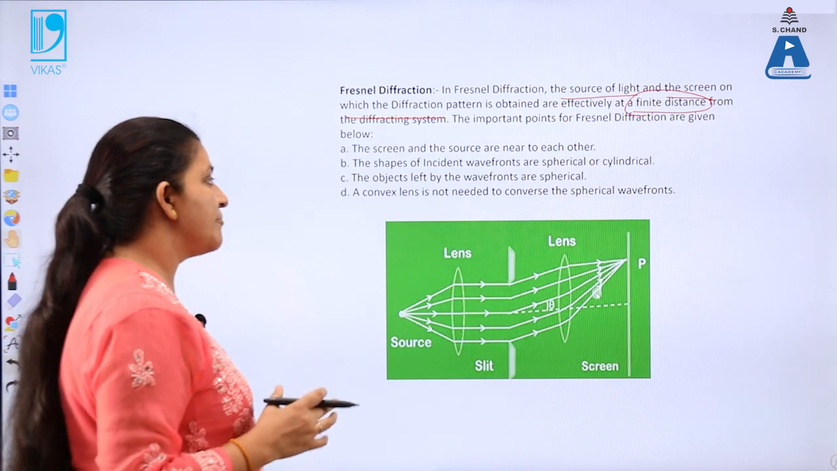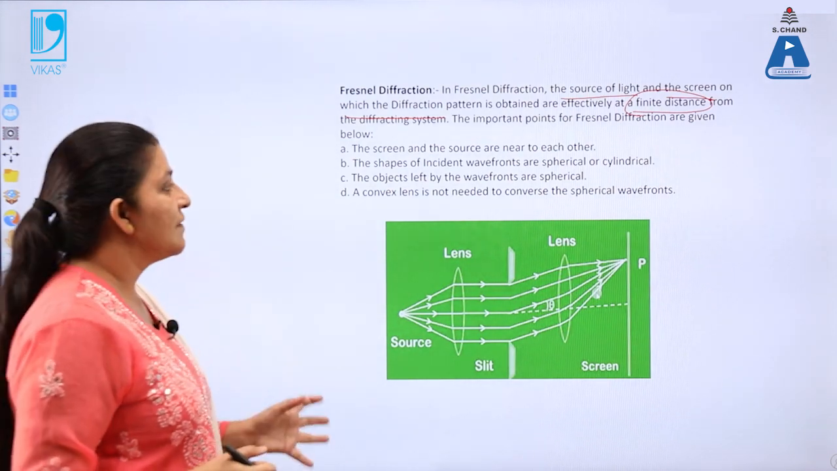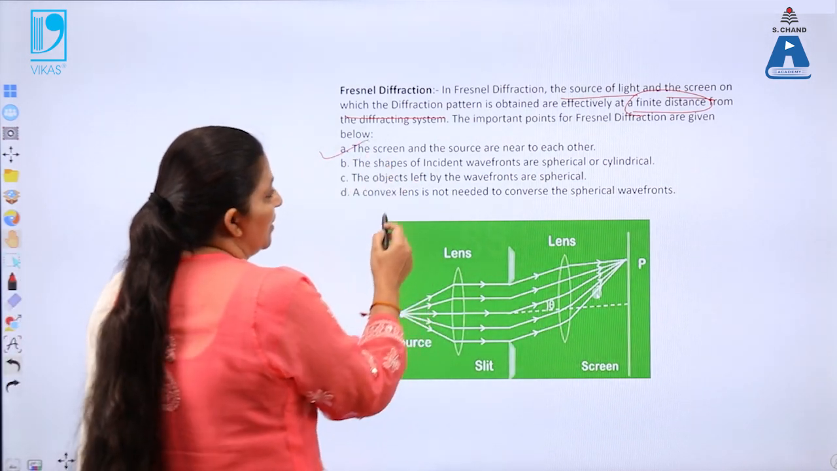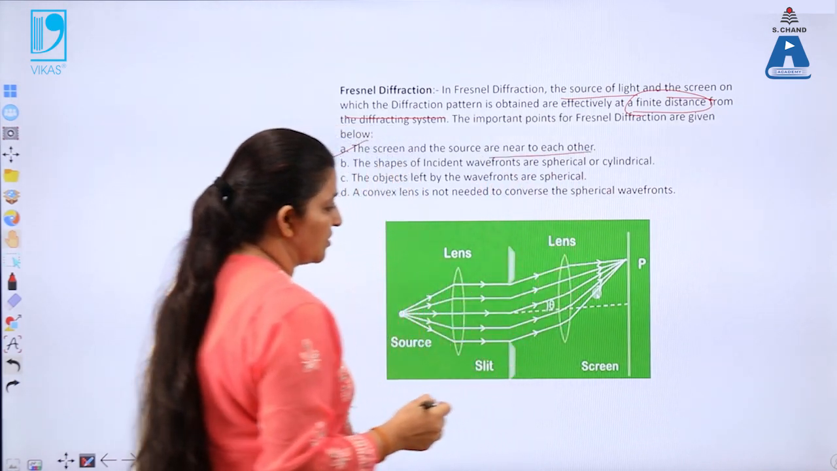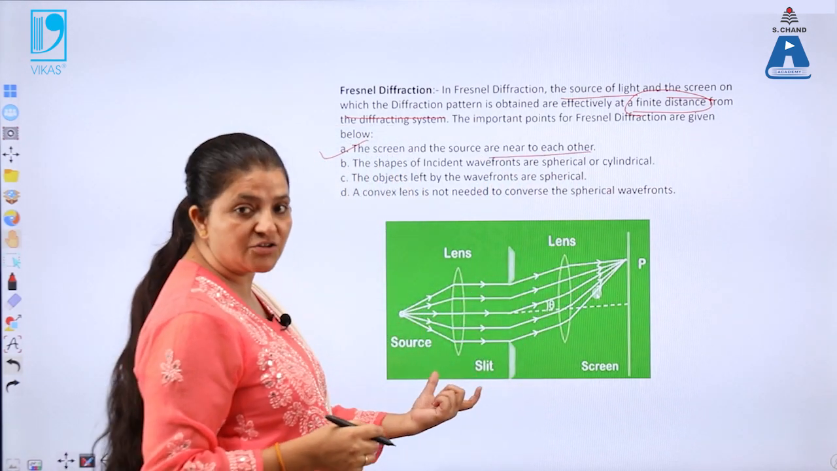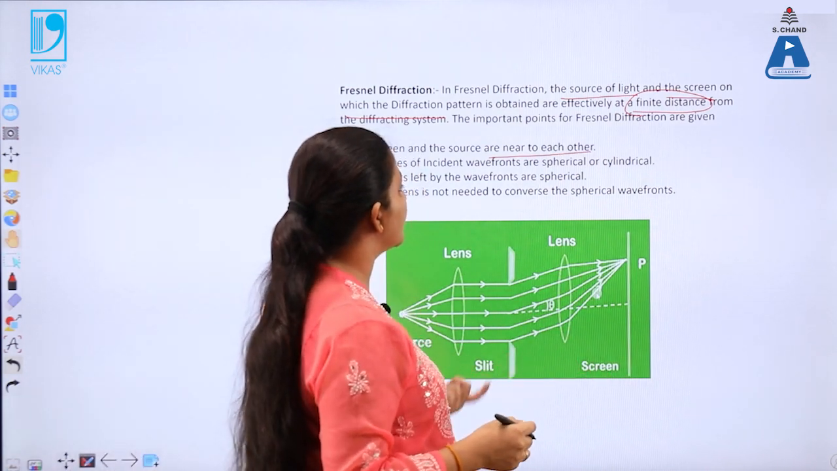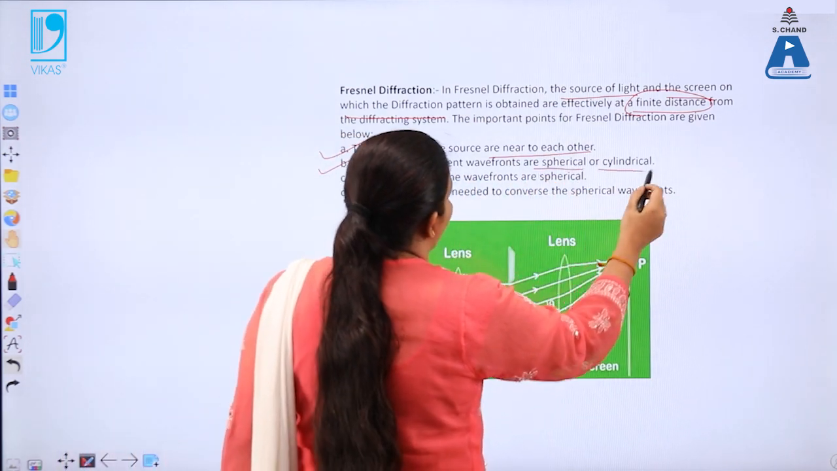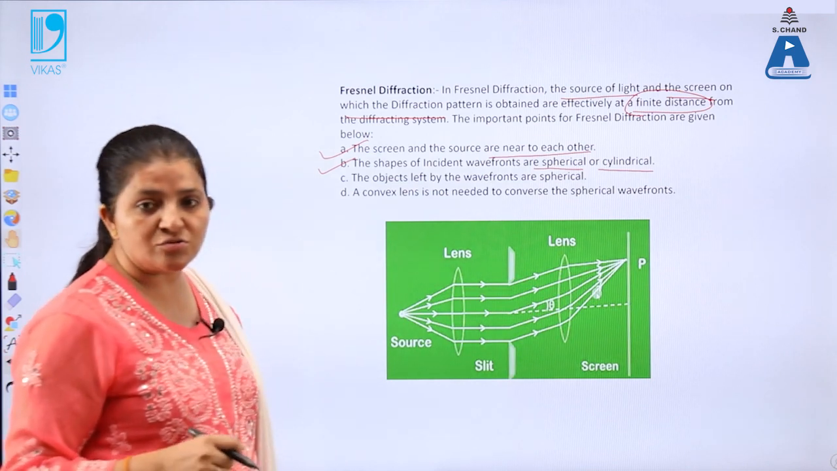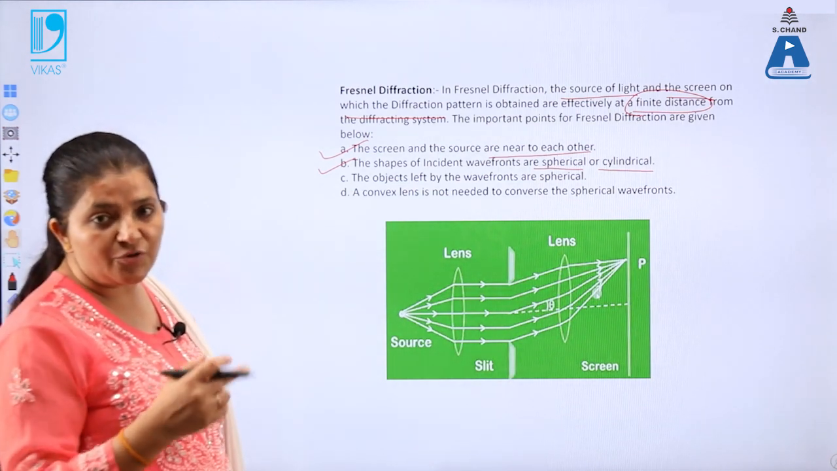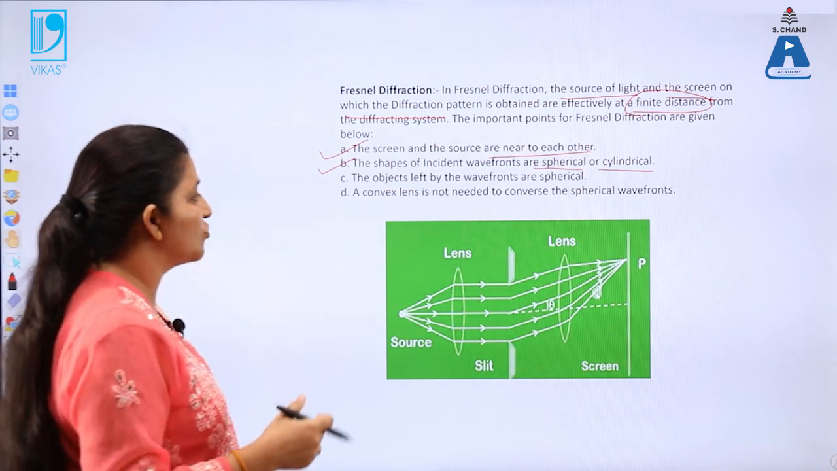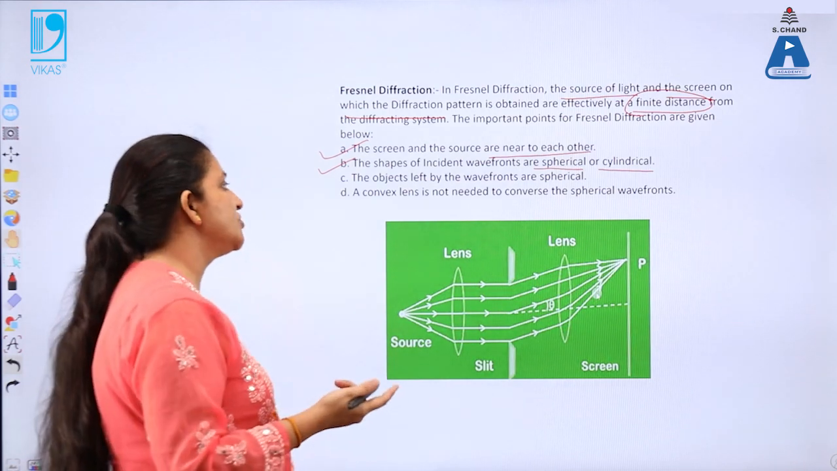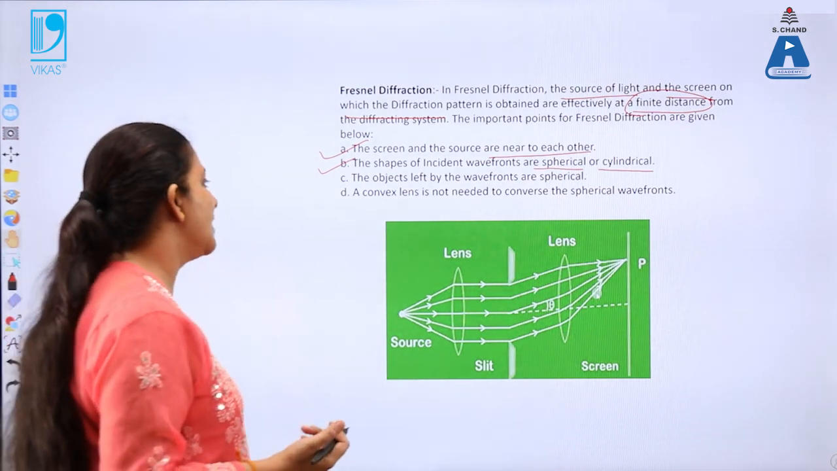So that means the wavefront falling on the slit over here can be a spherical wavefront. The main condition is that the source and the screen are near to each other. That means the distance between them is not very large. So this distance is finite, that is a measurable condition. So the shape of the incident wavefront can be either spherical or cylindrical. Now if we are using a point source, then the wavefront can be spherical. If you are using a line source of light, then the wavefront can be cylindrical. So depending upon the shape of the source, the wavefronts can be spherical or cylindrical.